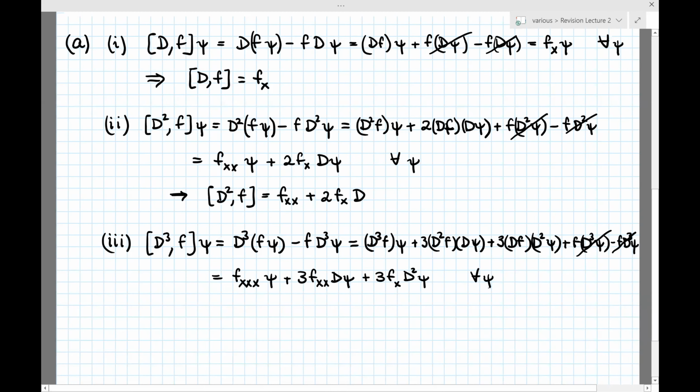This again is true for all differentiable functions psi, and therefore the commutator of D cubed with f is equal to fxxx plus 3fxx D plus 3fx D squared as an operator.